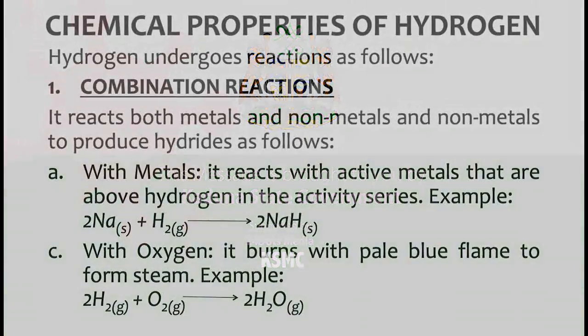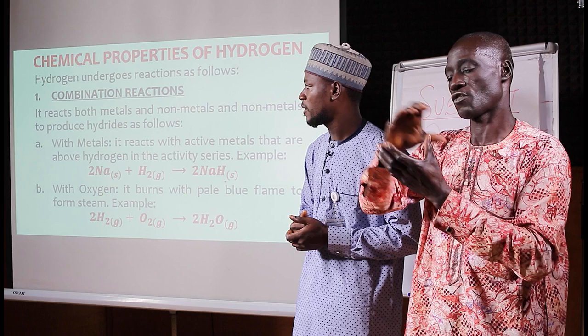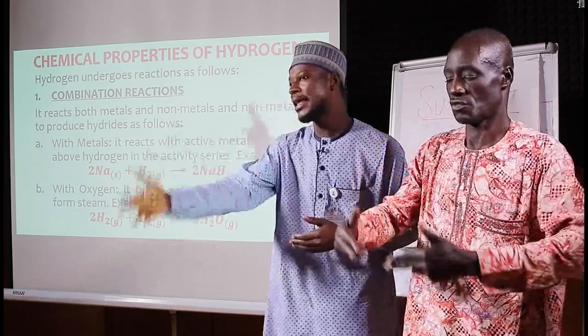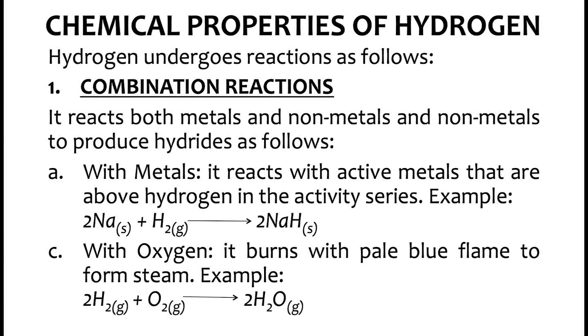We go to chemical properties of hydrogen. Now, hydrogen undergoes a lot of reactions. We discuss combination reaction first. Now, when we say combination reaction, we mean reacting with other elements or other substances. So now, hydrogen generally reacts with both metals and non-metals to produce hydride and other substances. I'll start by giving you examples with reaction of hydrogen with metals.